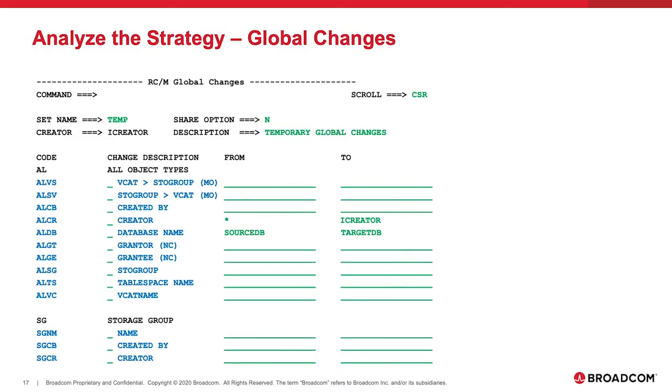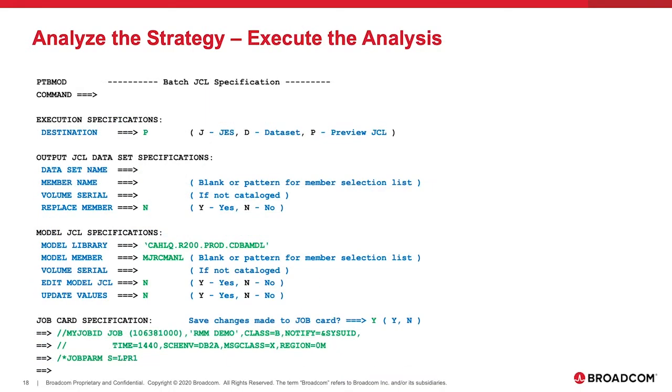On this screen, we can choose the destination of the JCL for the analysis. For now, we will do a P for preview, and we can then submit the job after we have reviewed it. You could choose to submit it immediately with a J for JES, or save it to a dataset with D. If you choose option D, then you need to specify the dataset name you want to save it to in the second section, which is blank in this example. At the bottom, you can update your job card.